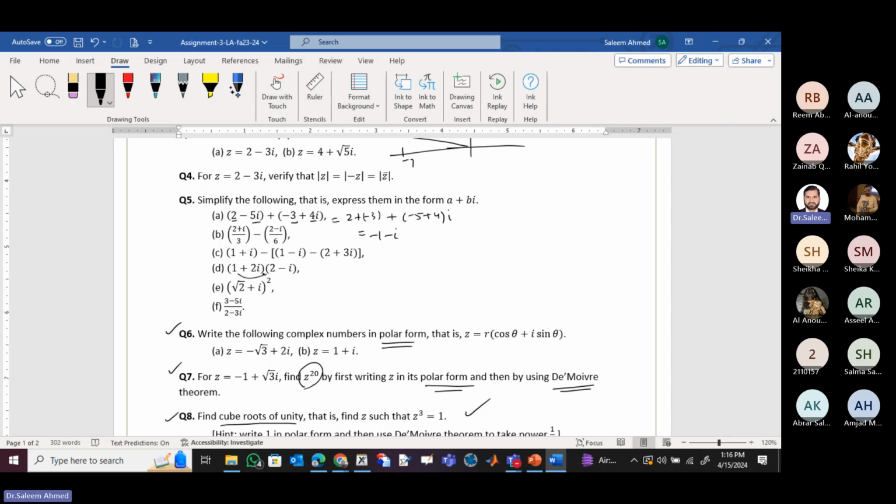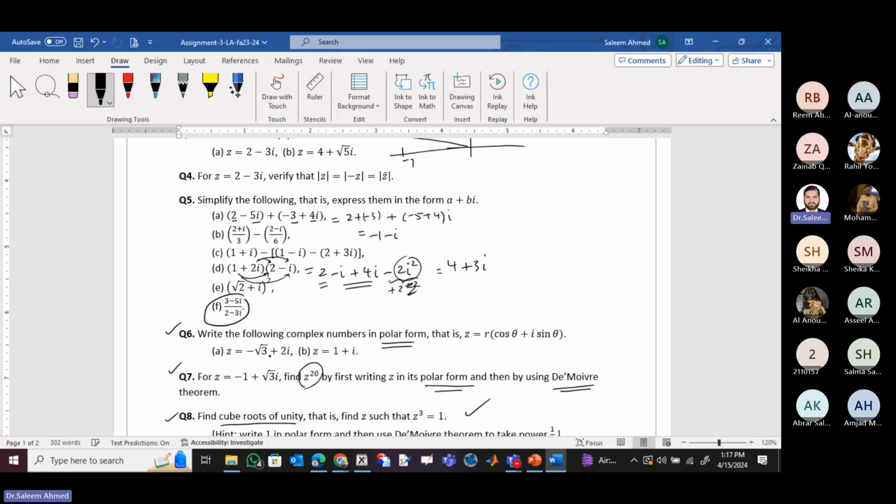Multiplication, you multiply 1 with both, simple. So 1 with 2 and 1 with iota. Then you multiply 2 iota with 2 and 2 iota with minus iota. So 2 iota with 2 becomes 4 iota, and 2 iota with minus iota becomes minus 2 iota square. Iota square is minus 1, so this will become plus 2, right? So 2 plus 2 is 4, and minus iota plus 4 iota is 3 iota. So multiplication is also easy.